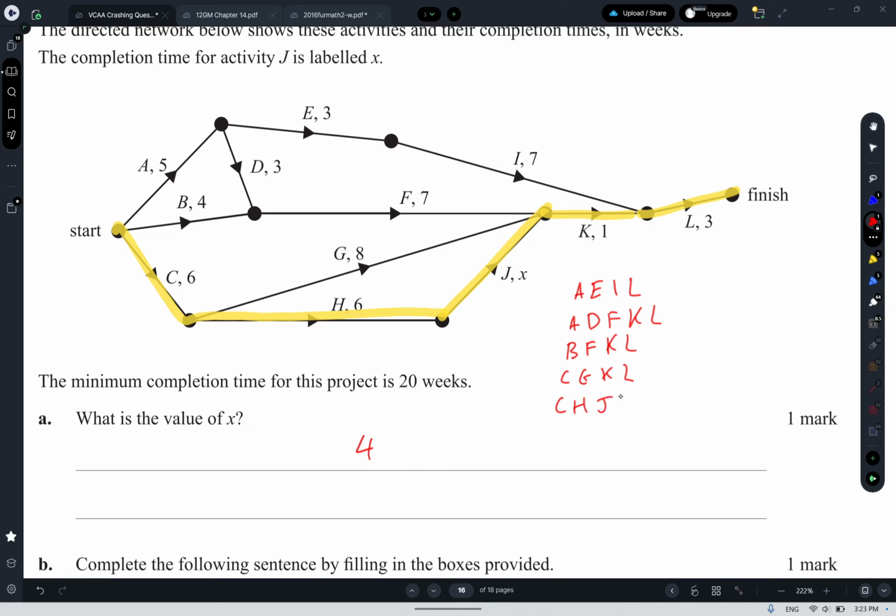So not too bad. The durations: A, E, I, L is 8, 15, 18. A, D, F, K, L is 8 plus 7 is 15, 16, 17, 18, 19. B, F, K, L is 11 plus 4 is 15. C, G, K, L is 6 plus 8 is 14, plus 4 is 18. And then that one was 20.